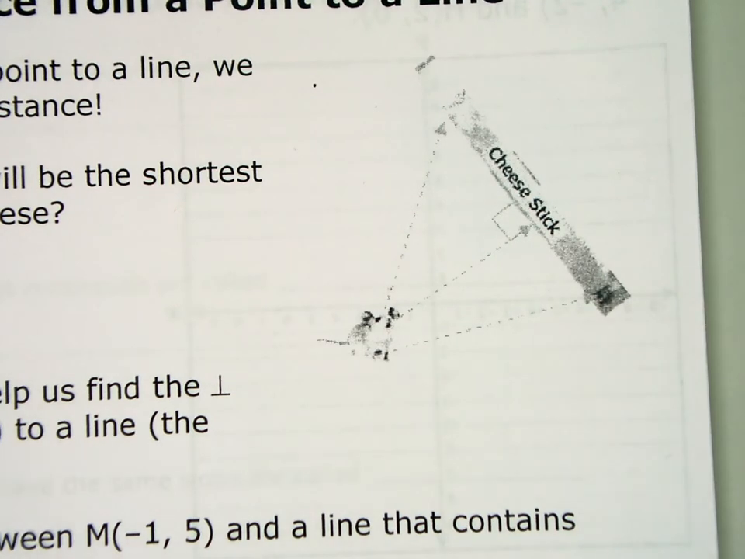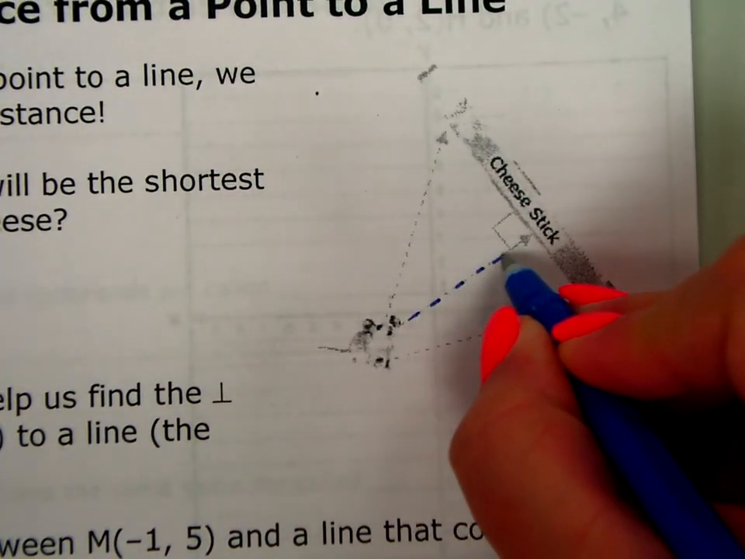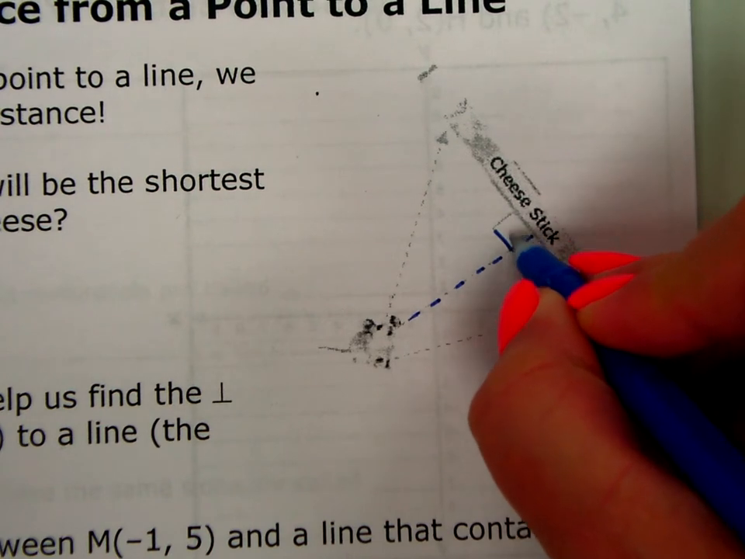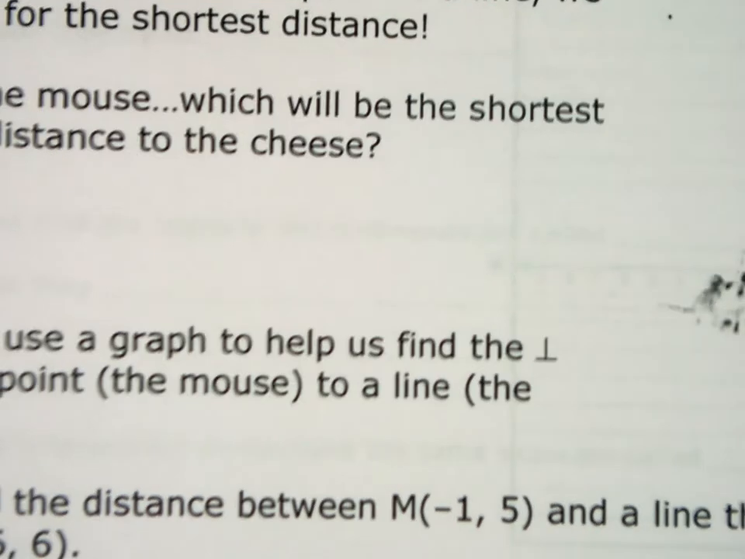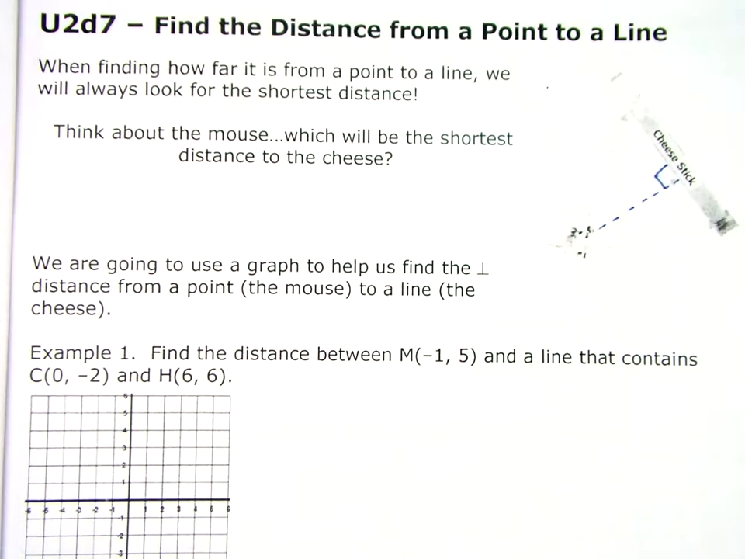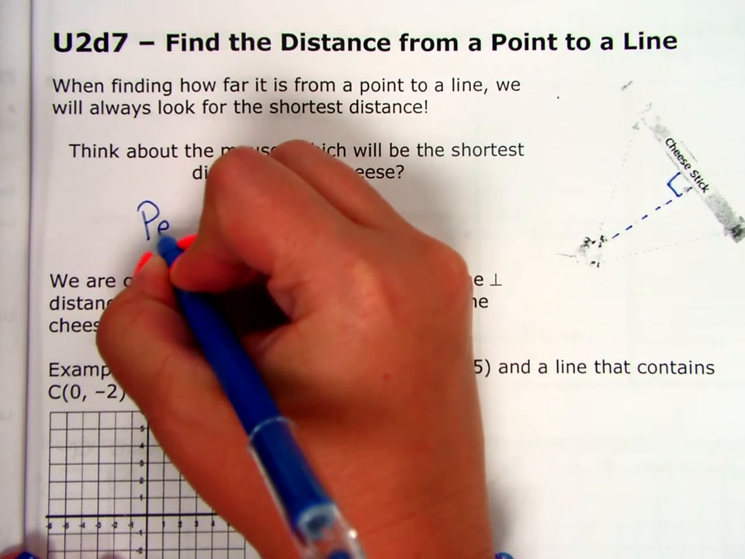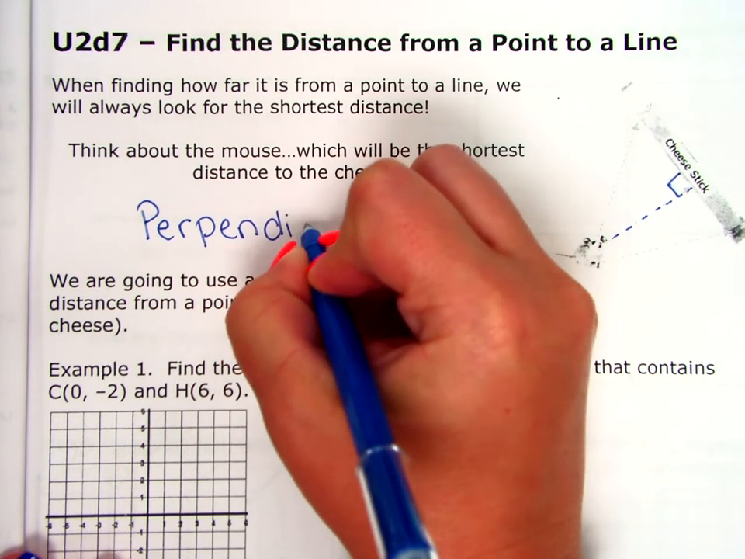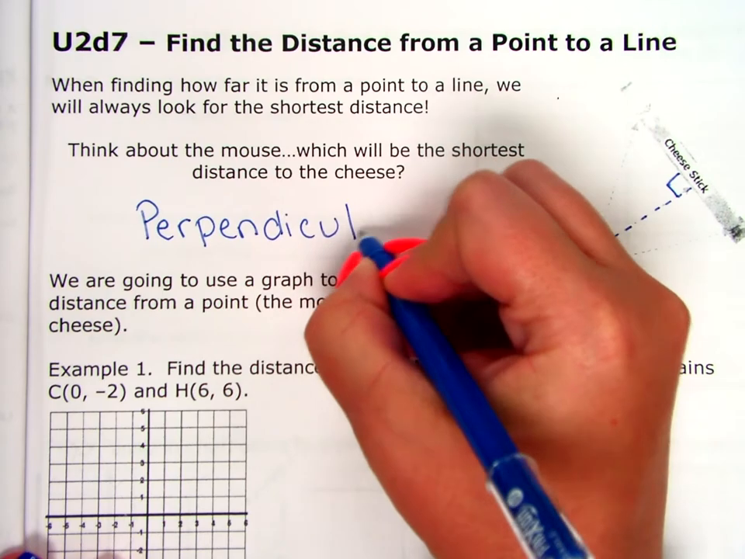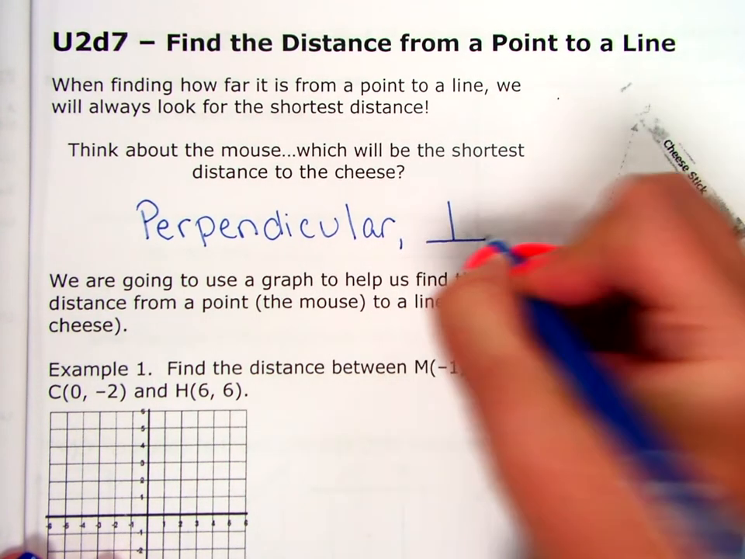Yeah, it's like, I want the cheese. I'm going to go the shortest distance. So it's going to go the shortest distance, which is always going to be the perpendicular distance. Okay, so the mouse is always going to go perpendicular to the cheese. What's the symbol for perpendicular? Yeah, the upside down capital T.